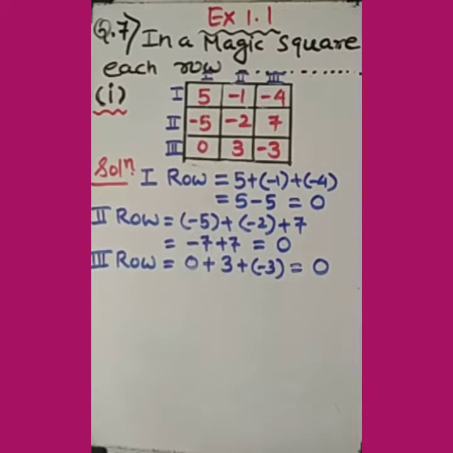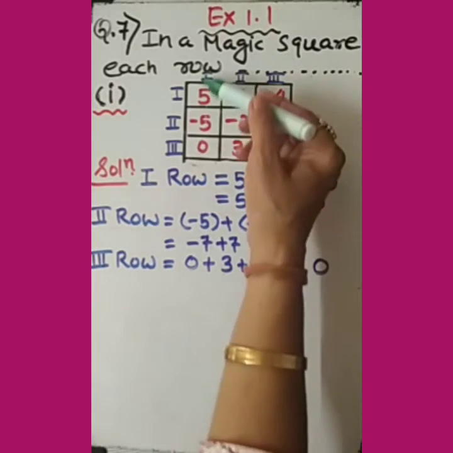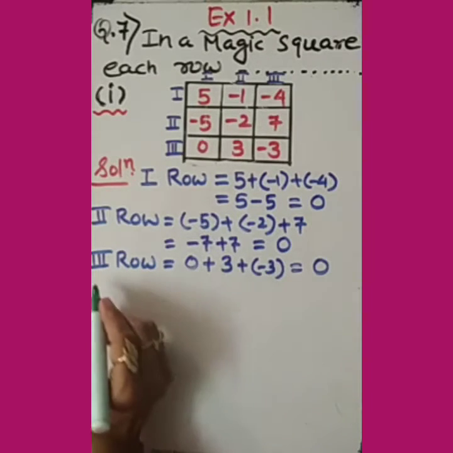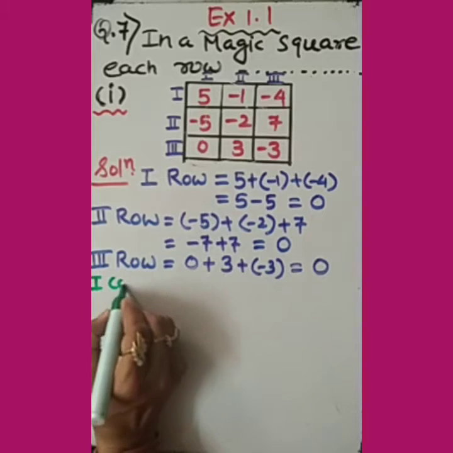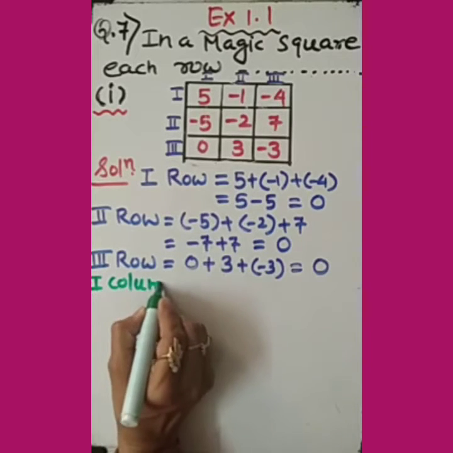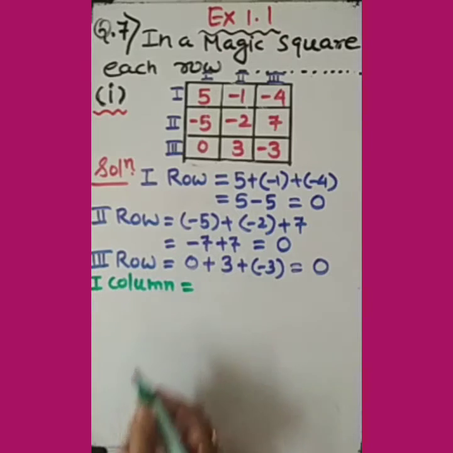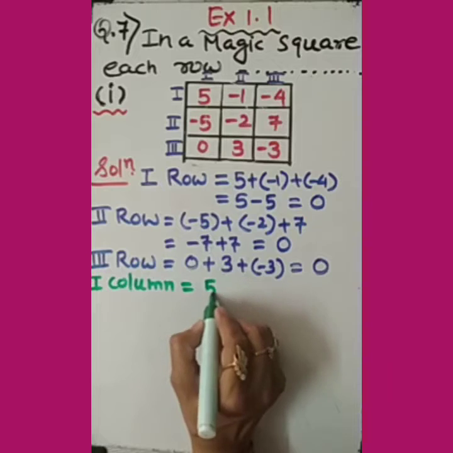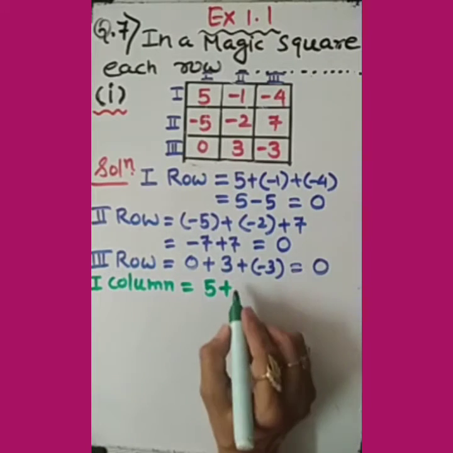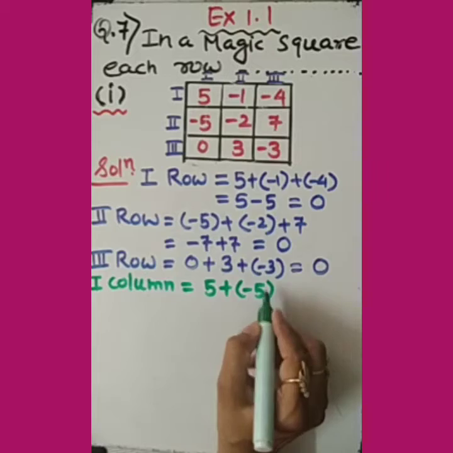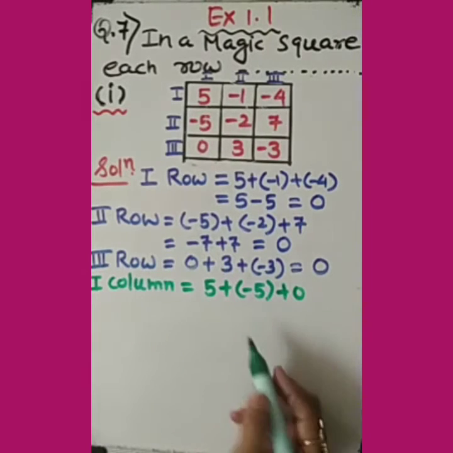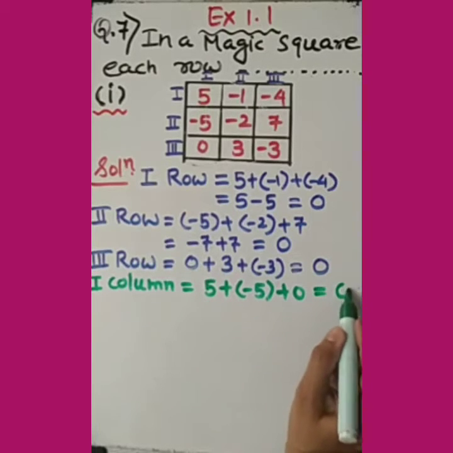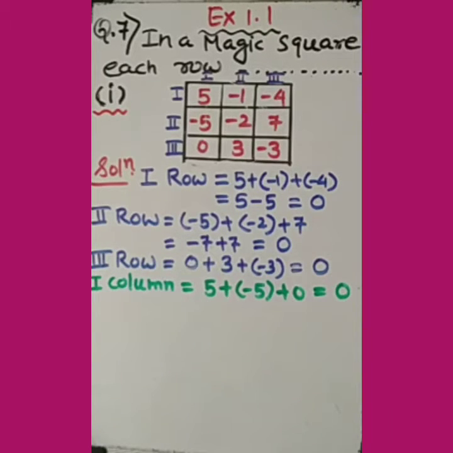Okay. Now we will work out the columns. Vertical lines we will consider as columns. So let's start with the first column. Please note down COLUMN, column. M remains silent, column. So here you can see the numbers in the first column: 5 plus minus 5 plus 0. All of you know very well, plus minus opposite sign, so it will be cancelled. So finally the answer will be 0.